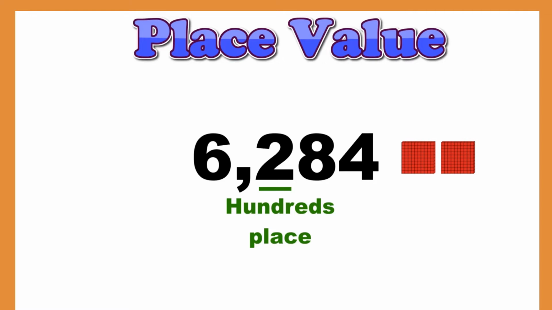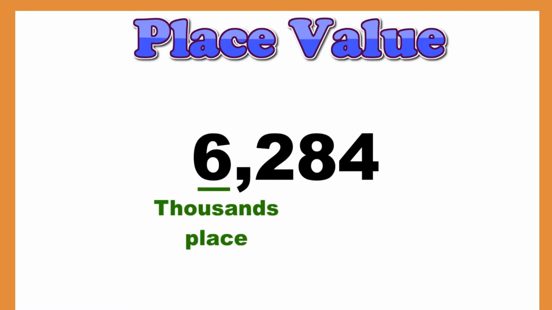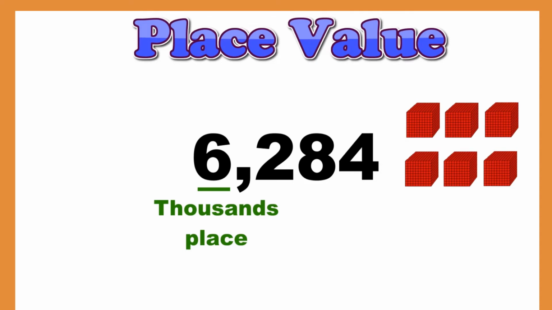Finally, the digit 6 is in the thousands place. Notice that a comma is used to separate the hundreds place from the thousands place. A 6 in the thousands place lets us know that this number has 6 groups of 1,000. 6 groups of 1,000 is also equal to 6,000, which looks like this.